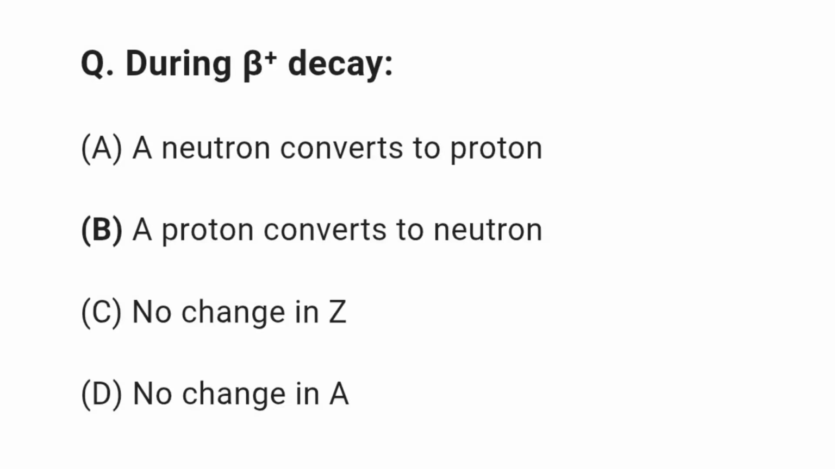So A means mass number, Z means proton atomic number. So beta plus decay, during beta plus decay, proton converts to neutron. So option B is the right answer.